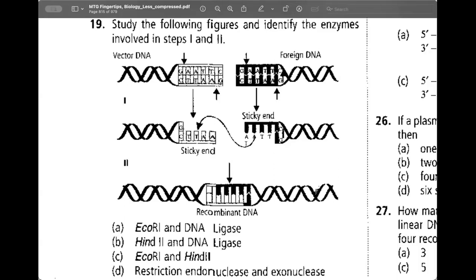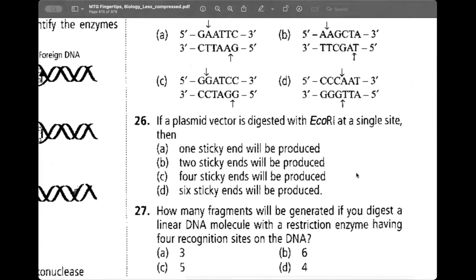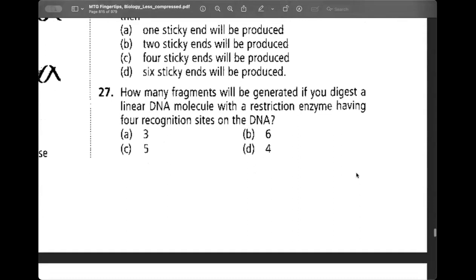Because EcoRI will recognize the sequence GAATTC, what you are seeing here. GAATTC is recognized by EcoRI, and EcoRI cuts exactly between G and A. So just remember that. Cool. So this is from NCERT only.